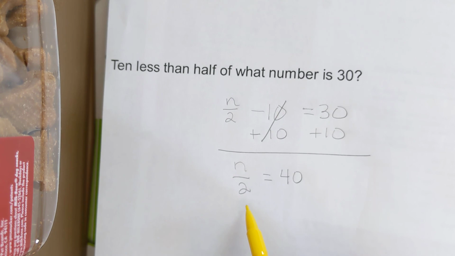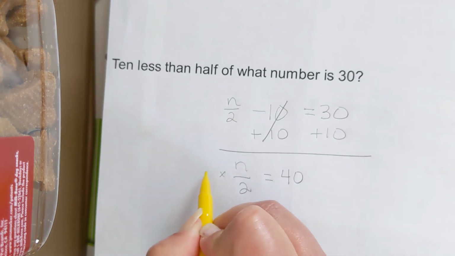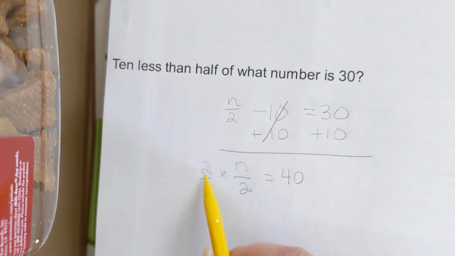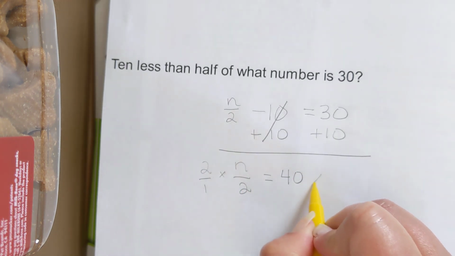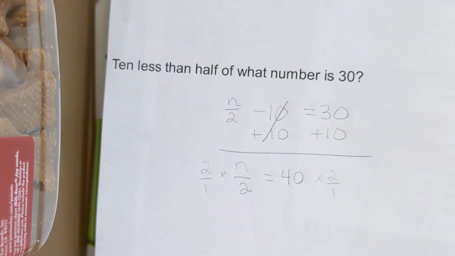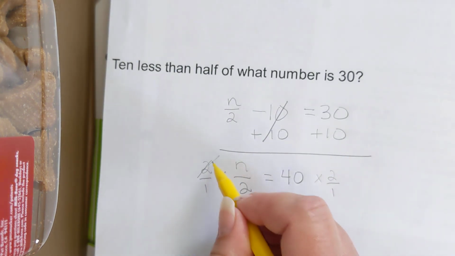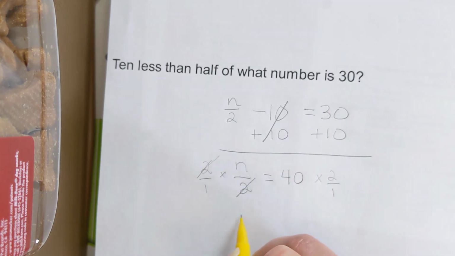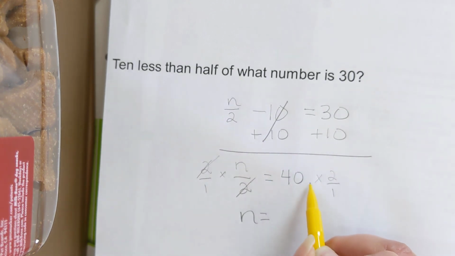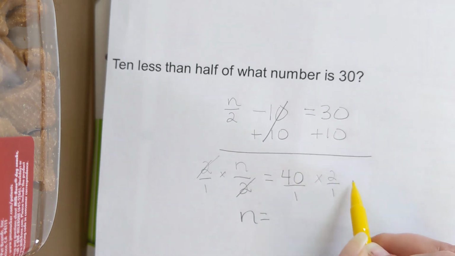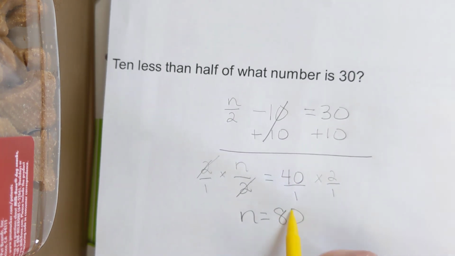So how do I get rid of this number divided by 2? Because I just need the number isolated on that side. So I'm going to multiply by 2 over 1. That's going to make these cancel out. If I do that on one side, I also have to do that on the other side. Okay, so 2's cancel. I just get n over 1, which is n, equals 40 over 1 times 2 over 1. 40 times 2 is 80. 80 over 1 equals 80.